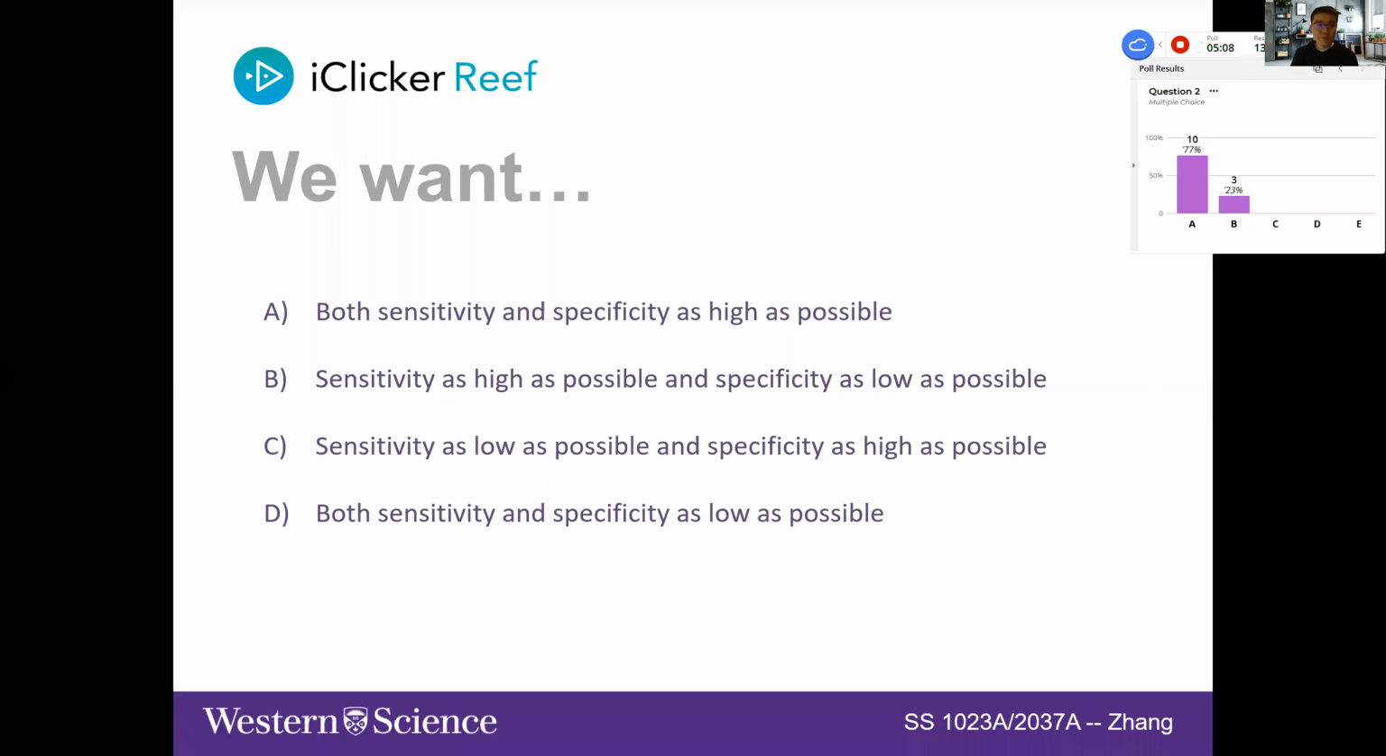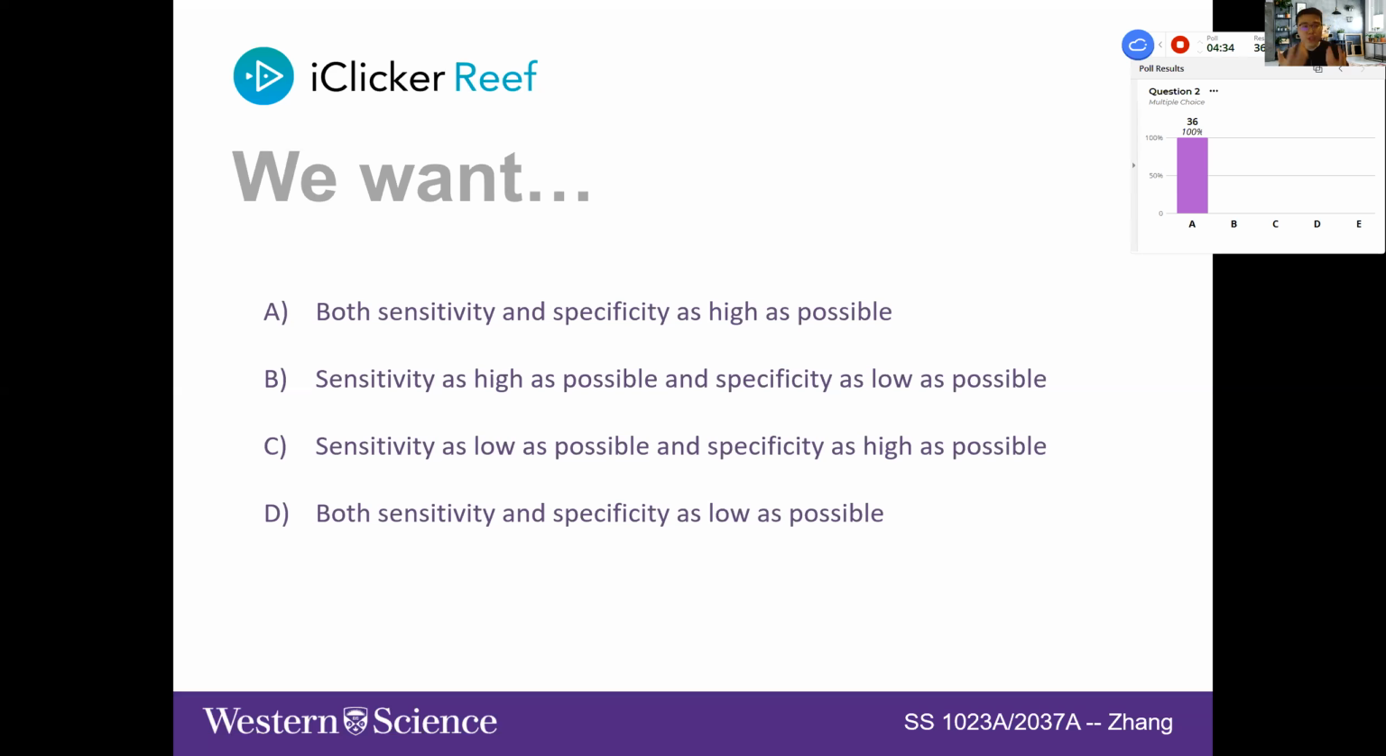So remember, both sensitivity and specificity are referring to the percentage of the truth, right? So what do we expect? The answer is A. This is very straightforward from what I just said, because the sensitivity and specificity both measure the percentage of the truth. So we just want them to be as high as possible.